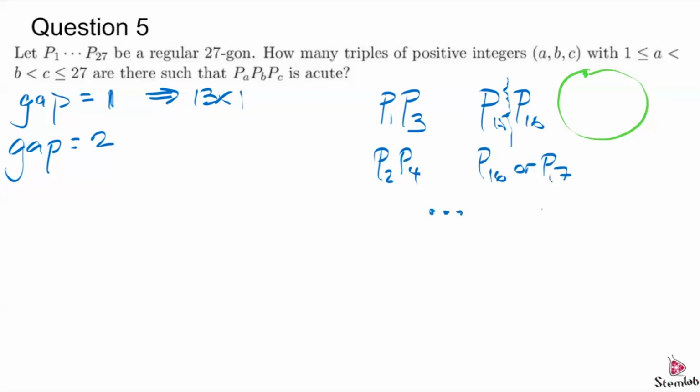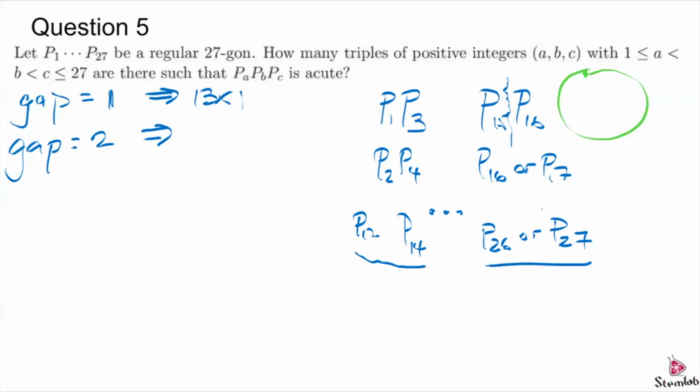Okay, so P26, P27 will be paired with P14, P12. Okay, so here there's 12 ways of choosing this part and 2 ways of choosing that. So 12 times 2. So now we ask ourselves the question, what happens if we go slightly above P12, P14?